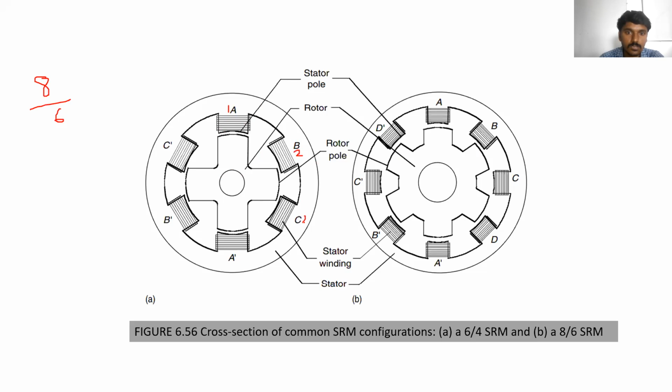Counting 1, 2, 3, 4, 5, 6, the stator poles are 6, and the rotor poles are 1, 2, 3, 4. That is a 6 by 4 switched reluctance motor. In this one, 1, 2, 3, 4, 5, 6, 7, 8 stator poles and 6 rotor poles: an 8 by 6 switched reluctance motor. So the name is given depending upon the construction of the switched reluctance motor, 6 by 4, 8 by 6, like this.